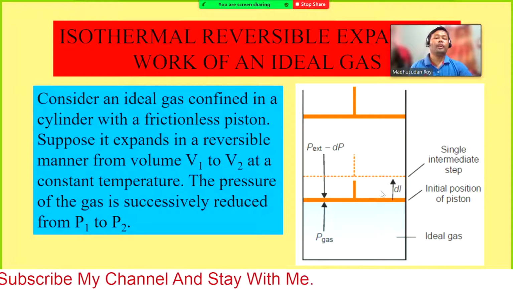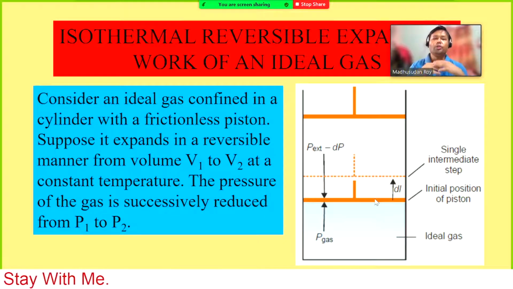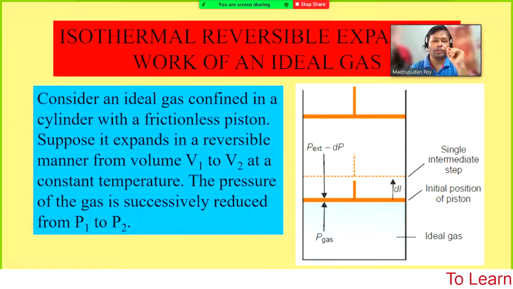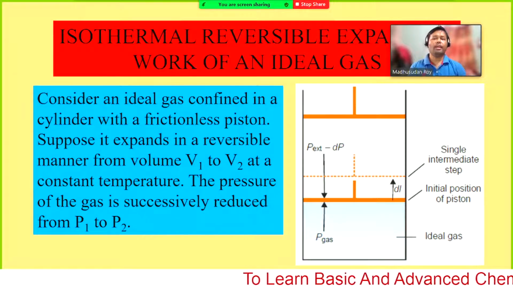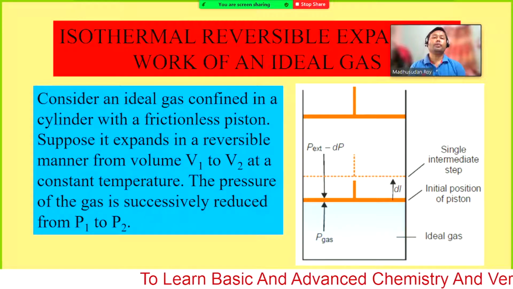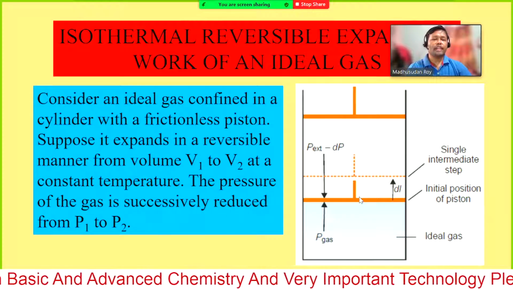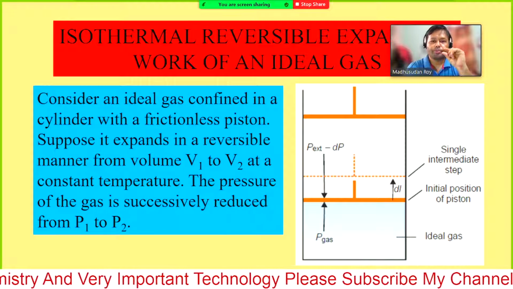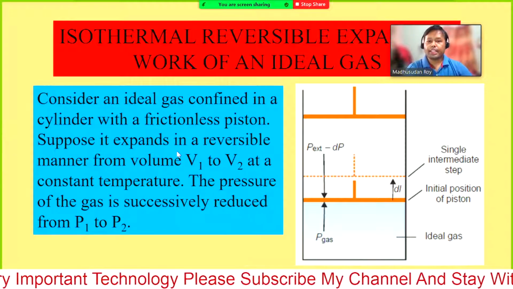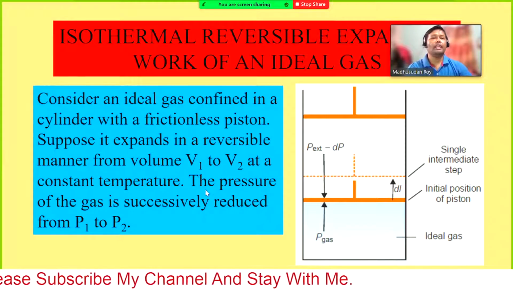Actually we are showing this one very large because, to visualize, we need to have a certain value, otherwise we cannot understand how much we have changed. In actual practice, for a reversible system, what we have mentioned is that the size of every step should be close to 0 or negligible. Therefore, suppose it expands in a reversible manner from volume V1 to V2 at a constant temperature.